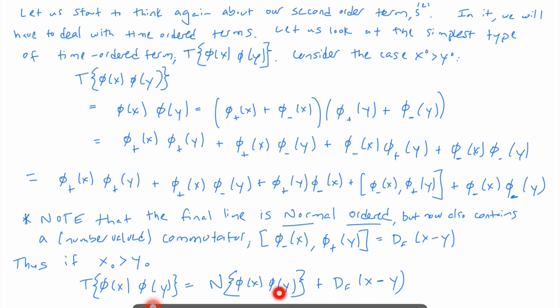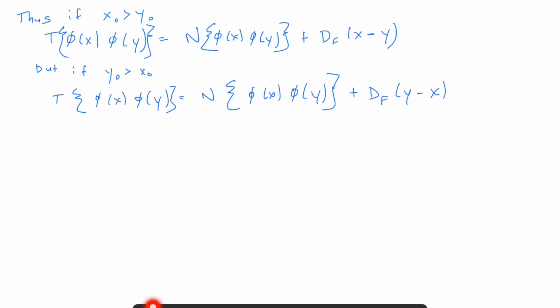So if you look at this without getting into a full proof, it just shows you that we can change time ordering, which is hard to deal with mathematically, into normal ordering, plus some scalar Feynman propagator or a part thereof. This gives you an idea for what we're about to go over with Wick's theorem. And then similarly, if we looked at the other case where y naught is greater than x naught, we have a similar thing, except we have DF(y minus x).